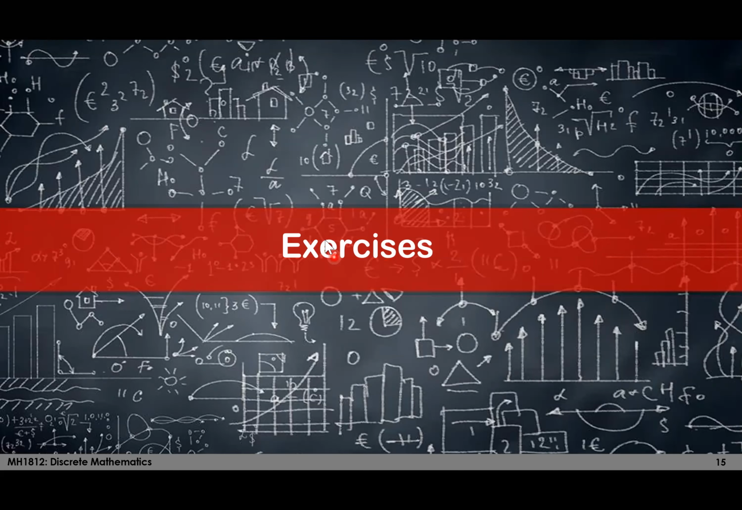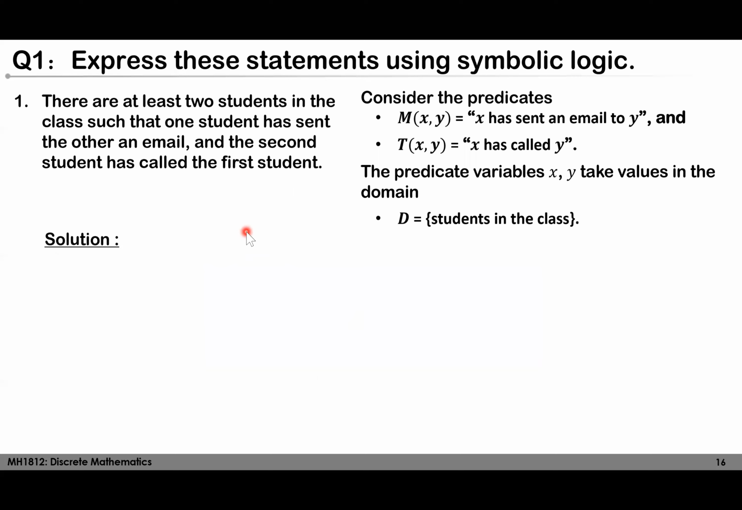Now let's look into the exercise and see how to use what we have learned to solve questions. So the first question is to express some English statements using symbolic logic. Consider predicates M of x, y means x has sent an email to y, and predicate T of x, y means x has called y. In these predicates, the variables x, y take values in domain D, the students in the class.